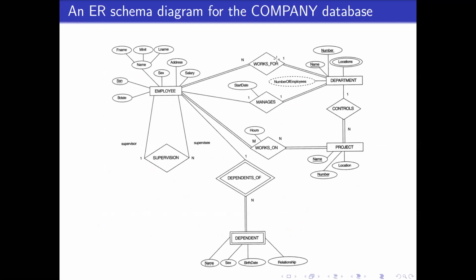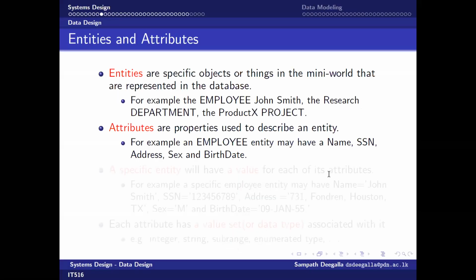Yes, isn't it? Because in works for, you have two entities participating, right? What are the entity types participating in works on? Works on, you have employee and project, isn't it? Good, right. So almost all these are binary relationships.